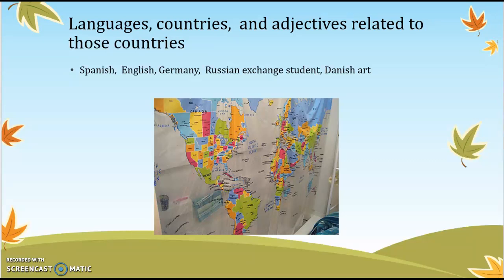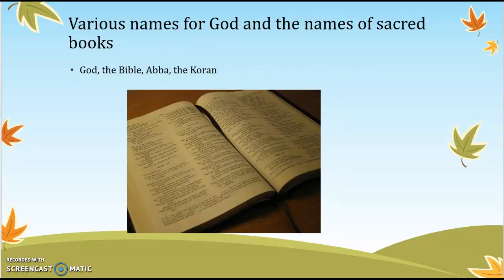Next, we have various names for God and the names of sacred books. So some examples of that would be God, the Bible, Bible being capitalized, Abba, another name for God, and the Quran, which is another sacred book. These items and any other in those categories would be capitalized.